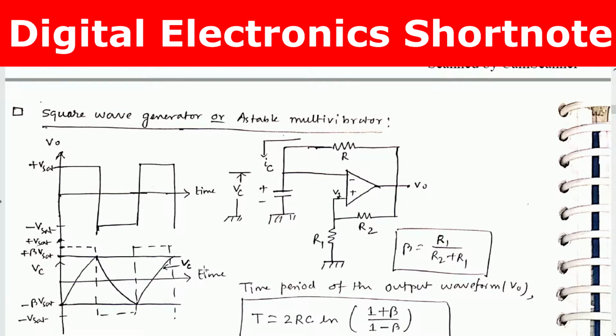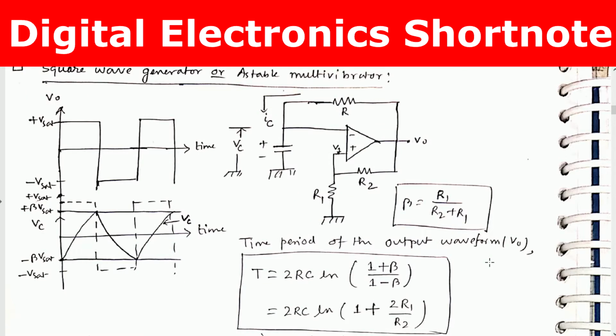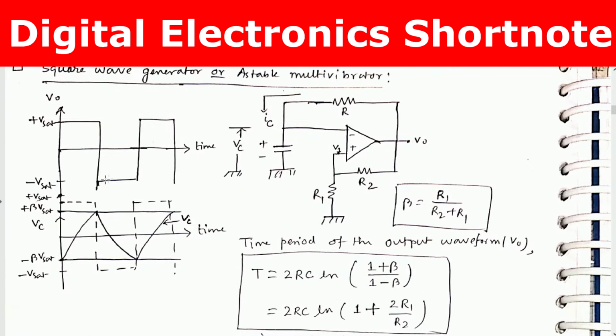Square wave generator or astable multivibrator. A capacitor is connected at the inverting terminal and a feedback resistor R is connected, and this configuration of R1 and R2 provides positive feedback. This feedback factor beta equals R1 divided by R2 plus R1, and this is the output, plus Vsat and minus Vsat.